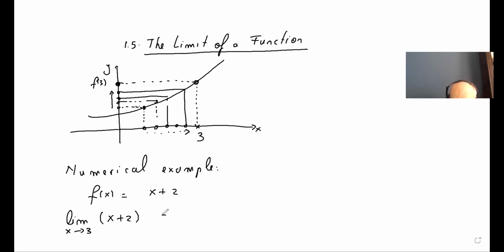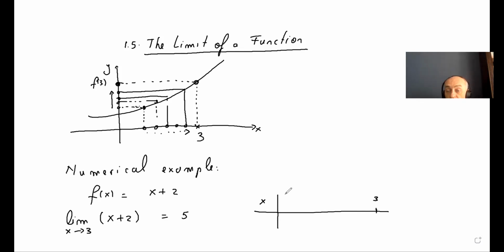What would that be? We can intuitively say that as the values of x approach 3, the values of this function x plus 2, where you add 2 to x, will approach 3 plus 2, which would be 5. So we would say that. Now let's convince ourselves that that is the case. In other words, let's plug in values of x that are very close to 3.